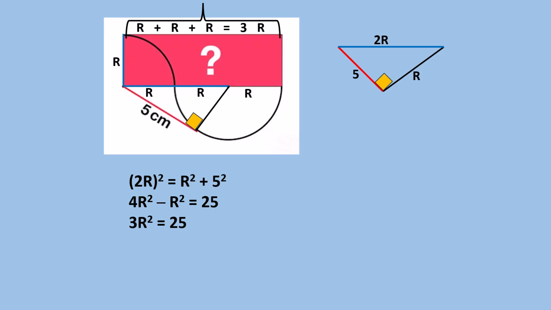Hypotenuse is 2R, so 2R whole square is equal to R square plus 5 square, that is 4R square minus R square, or 3R square, equal to 25. Now, regarding the rectangle, the width of the rectangle horizontally is R plus R plus R, that is 3R, and the height of the rectangle is R. So the area would be 3R into R, 3R square, and 3R square we have already seen is equal to 25. So the area of the red rectangle is 25 square centimeter.